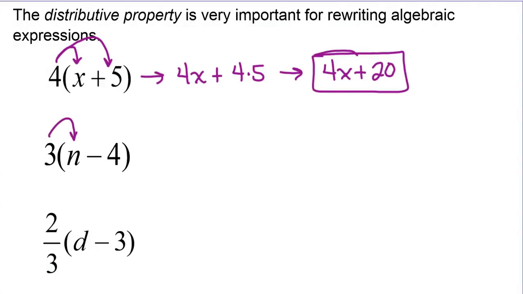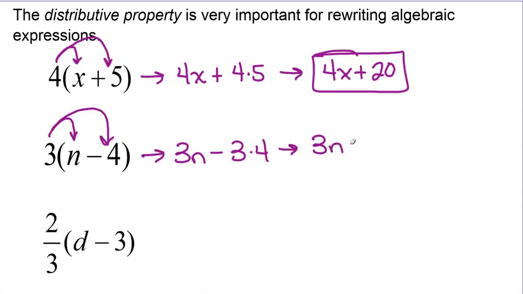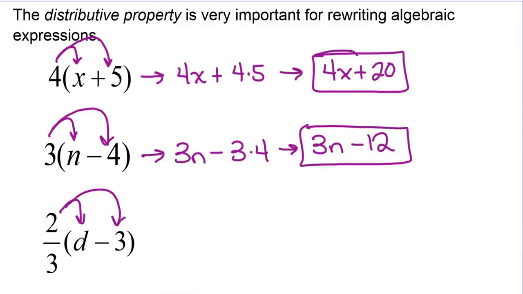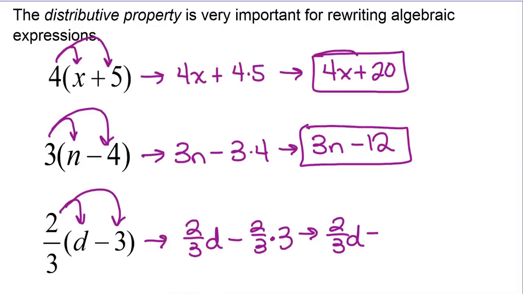Next one, I can take everything in this difference times 3, and I get 3n minus 3 times 4, which is 3n minus 12, and that's as simplified as I can get that. Next one, I can take 2/3 times everything in this difference. I get 2/3 d minus 2/3 times 3, and that gives me 2/3 d minus 2. And I have eliminated the parentheses using the distributive property.